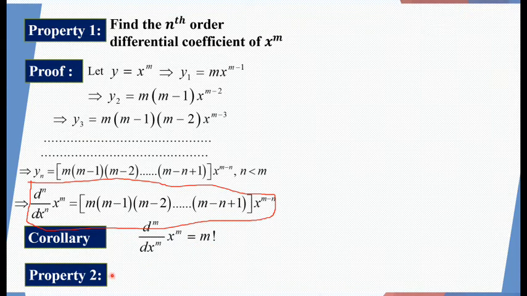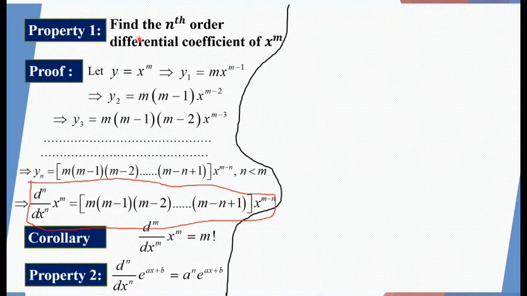Property number 2: the nth derivative of e raised to power ax plus b is equal to a raised to power n times e raised to power ax plus b. This we can prove in the same manner by which we proved property number 1.